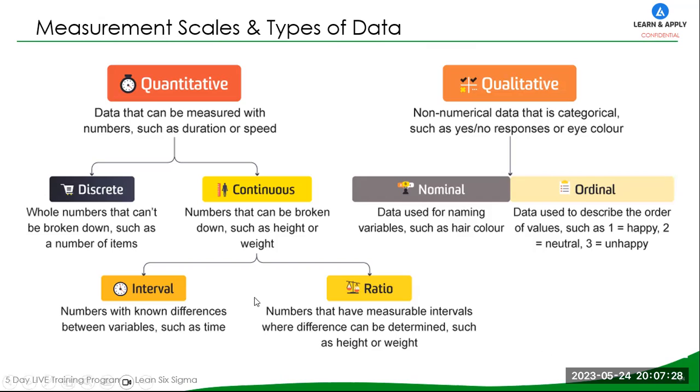No, discrete is always expressed in terms of count, whole number count, right? Yes. So it cannot be said to be expressed in terms of interval and ratio. Interval and ratio are only for continuous data.